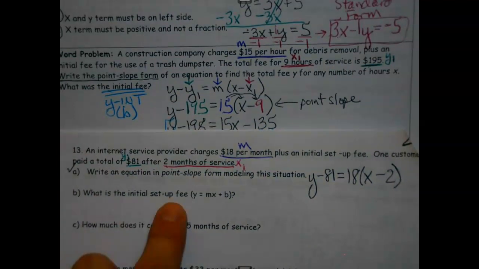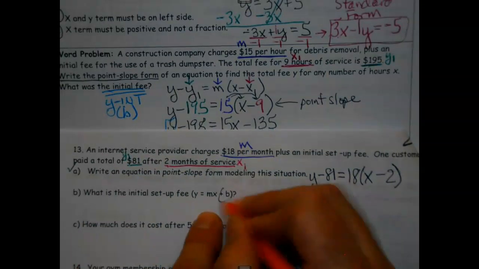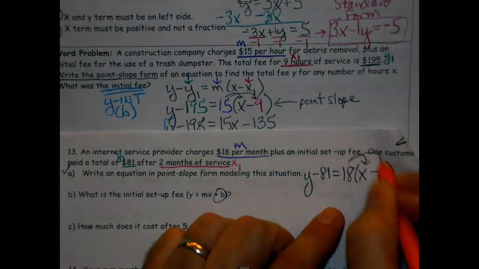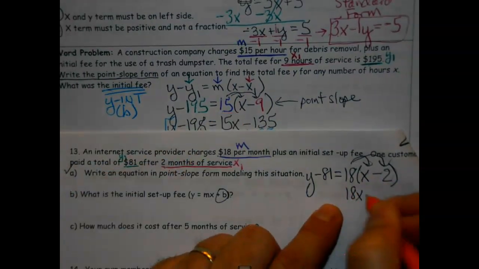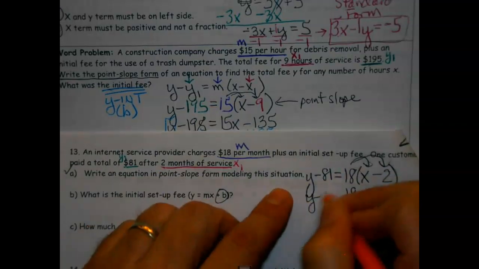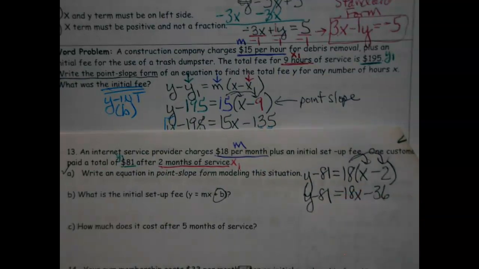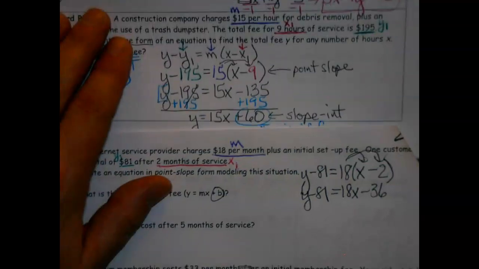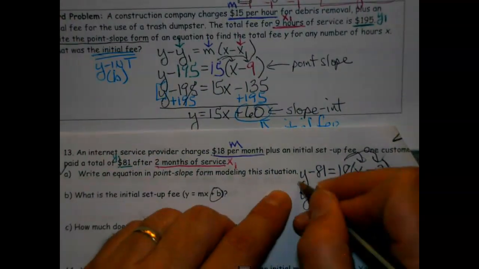What's the initial setup fee? Oh, I got to get it into slope-intercept and look at my B. Okay. Same thing we did here. Notice how I'm just basically copying every step that I did in the example. That's why we've got it there. Until I'm feeling comfortable, I'm just going to keep following this. And I'm like, okay, now what? Oh, I got to get Y alone.